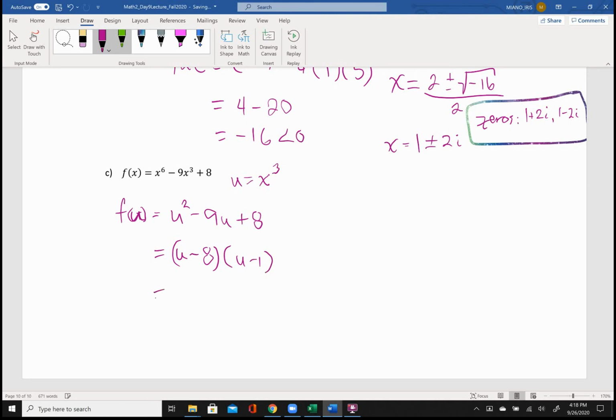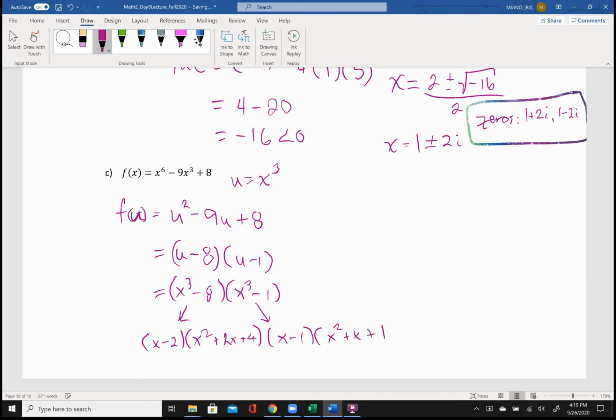Okay, plug back in your x cubes and you have difference of cubes, which is something that we could also factor. So much factoring to do. Okay, so let's do this one first, and that'll be, if I'm not mistaken, x minus 2 times x squared plus 2x plus 4. And this one will be x minus 1 times x squared plus x plus 1. Checks notes. Yes, that looks good. Okay, so there's the factored form of it.